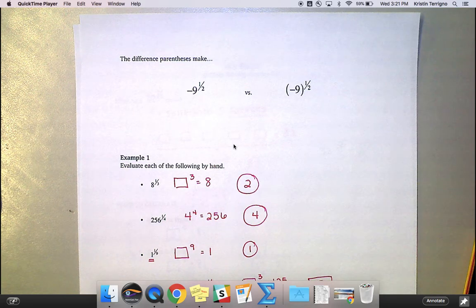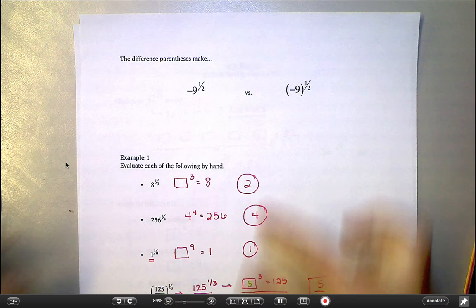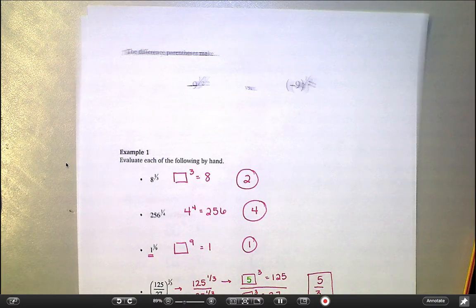Everyone. So this is the second part of the video lesson from lesson 7-6. And I'm going to just tackle this little section right here and then example 2. And I think that's everything we have to do.